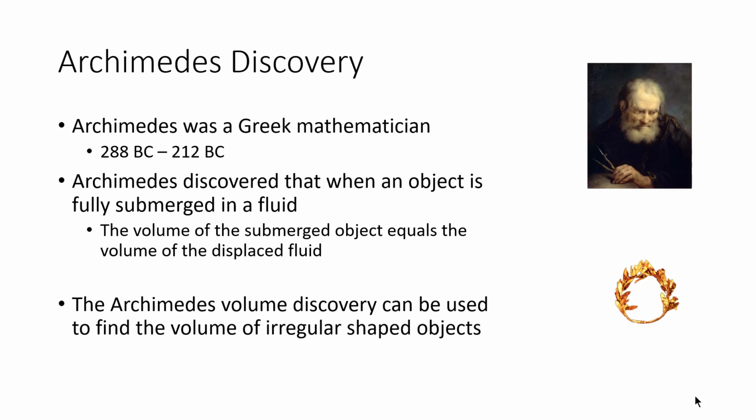So if we take an object and completely submerge it into a fluid, obviously the water level rises, and the volume of the fluid that is displaced is equal to the volume of the object. This is known as the Archimedes Discovery, and one of its implications is that we can use it to find the volume of irregularly shaped objects as long as they're submersible. We submerge the object in a fluid, measure the volume that is displaced, and that volume will be equal to the volume of the object.